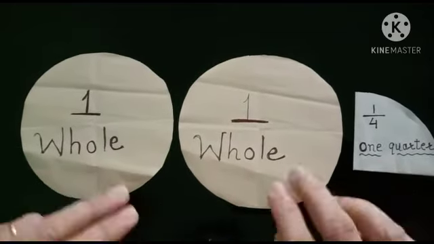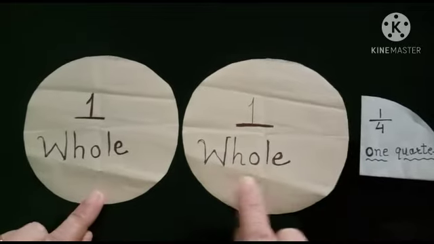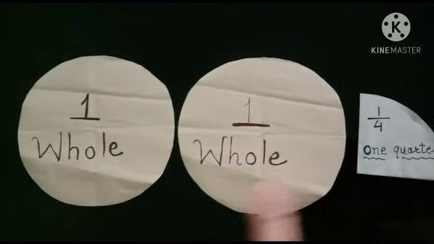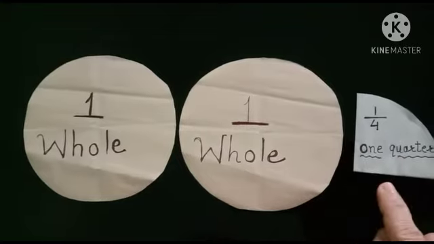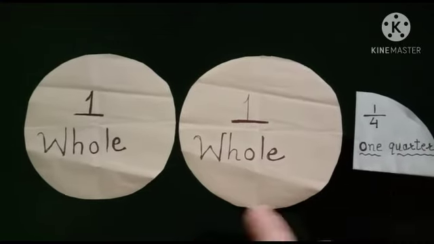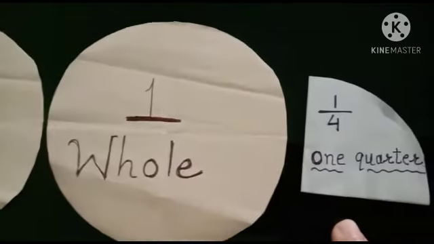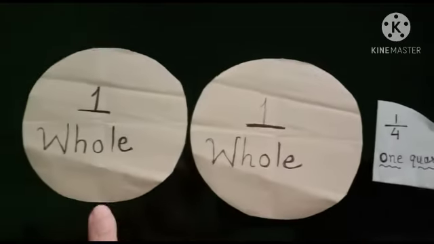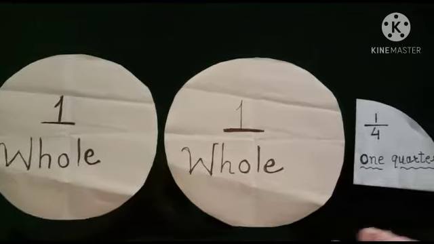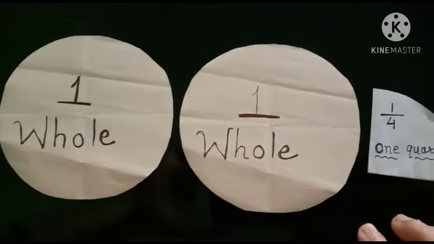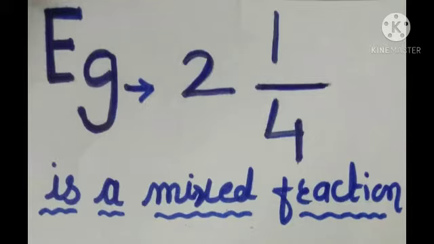When we combine all these fractions, this 1 plus 1 plus 1/4, it is 2 and 1/4. For 1/4 we will say 1/4 also. So when we combine all this, it forms the mixed fraction. This fraction we will write as 2 and 1/4. So this is an example of a mixed fraction.